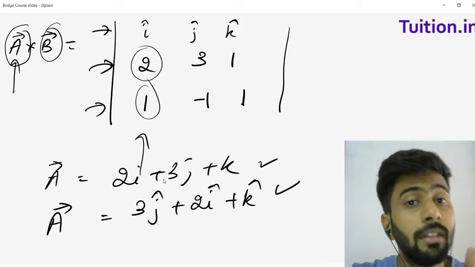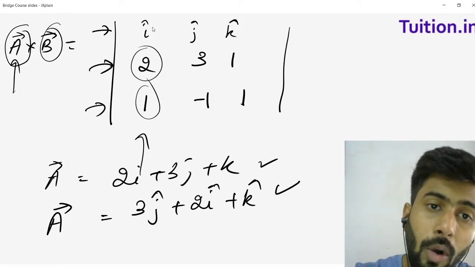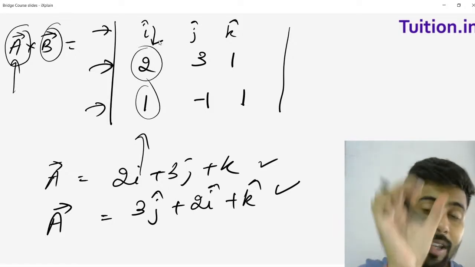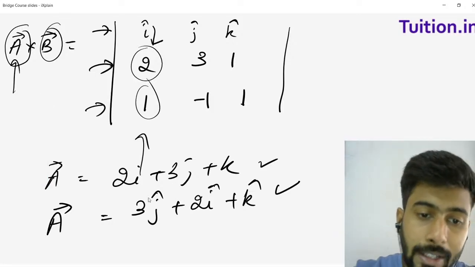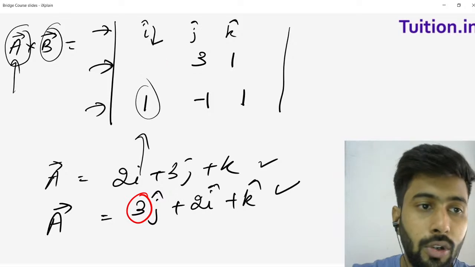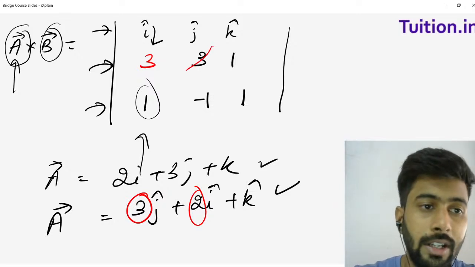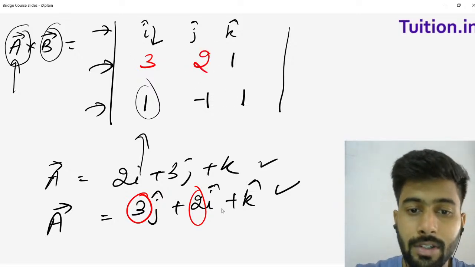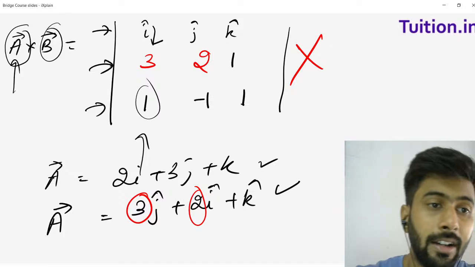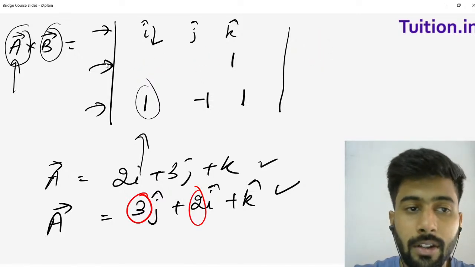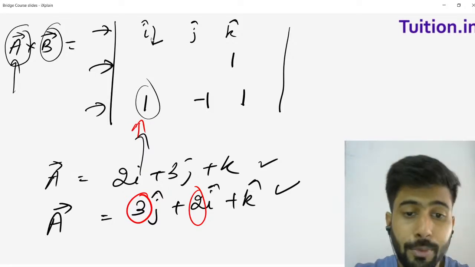But when you make this matrix for finding the cross product, you have to make sure that below i cap you only have the value of the i components, which means only x components. So if you put 3 here, or put 2 instead of 3, and put 3 and then 2 in the wrong places, then this is wrong. You should not write the matrix like that. It is a mistake. You will have to pick up the x component and put that in the first column. Below i cap you are supposed to put the x component.